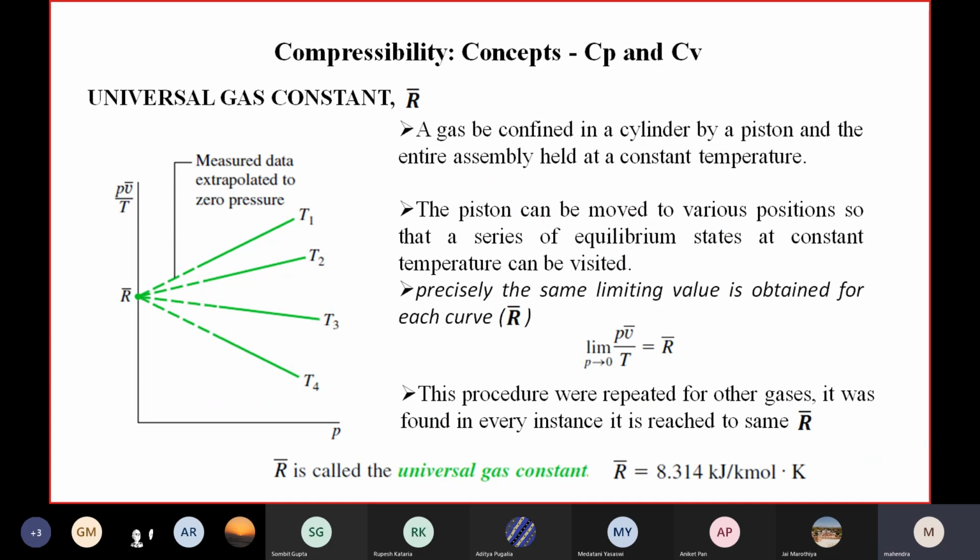You might have heard all these things also, whether considering the real gas or otherwise considering the ideal gas. That we are going to see.